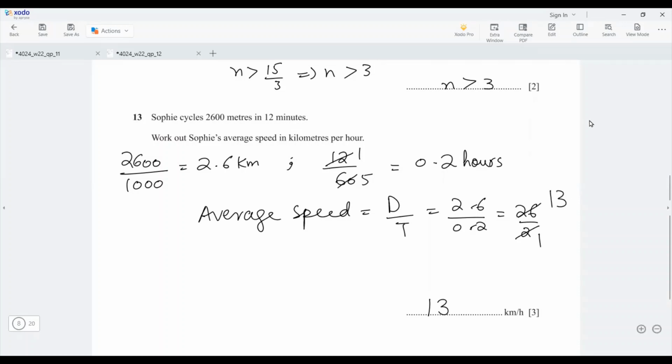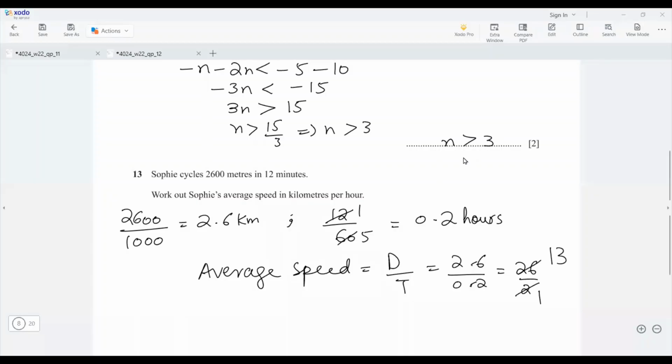If you have any queries till now, do let me know. For the previous part, it's basically 15 by 3, it's not 3, it's basically 5. So 3, 5 times, 15.